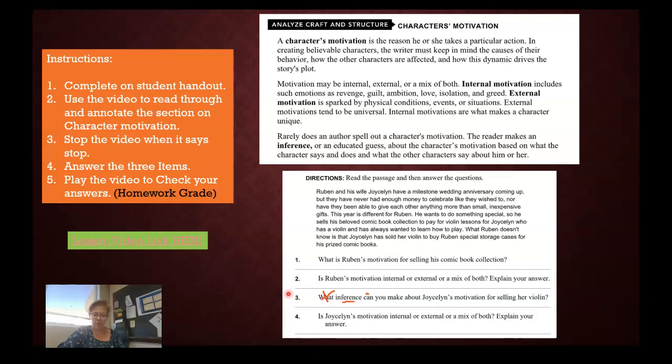And then number 4, is Jocelyn's motivation internal or external or a mix of both? This is a repeat of question 2, but you're going to answer it about Jocelyn, so you can use that sentence setup from number 2. All right. So thank you and enjoy your close read today.